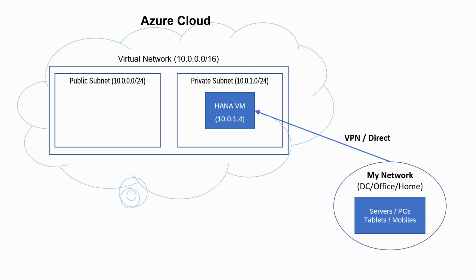Now coming to the second part. For example, if you don't have VPN connectivity, if you don't have a VPN facility, how will you connect to this HANA VM in your cloud network? For that reason, you will have a private subnet. Under that private subnet, you will create one VM, which is also called the Bastion host. This is also referred to as a jump server, a jump server or your jump box.